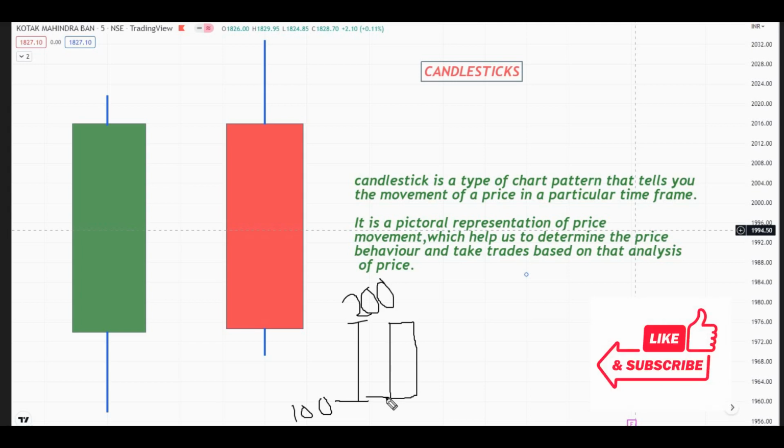How does it help us? It helps us to determine the price behavior and take trades based on that analysis of price. How prices are moving, where they are moving, why they are moving, by analyzing that we can execute our trades very easily in the markets with the help of candlestick chart patterns. I hope you got the definition of candlestick patterns.